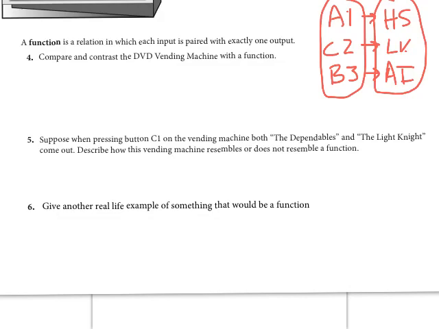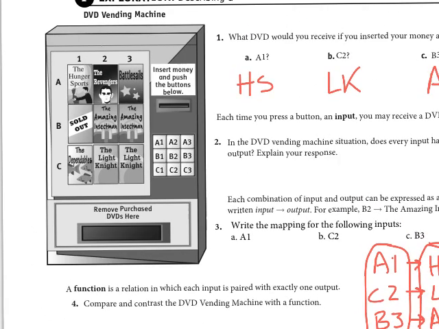Does it matter that every time I hit C2, the light night comes out, and then every time I hit C3, the light night comes out? Does that make it not a function? Is the machine still functioning properly as long as that's happening? It is, right? If I walked up to a Coke machine and I hit the first button that is a Coke button, and the Coke pops out, and you hit the second button that's a Coke button, and the Coke pops out, that's still functioning properly, right?